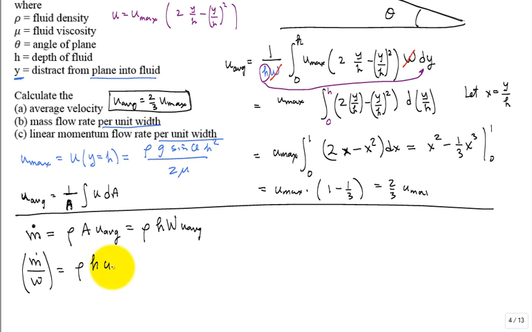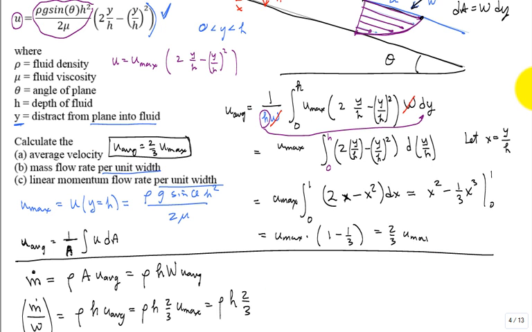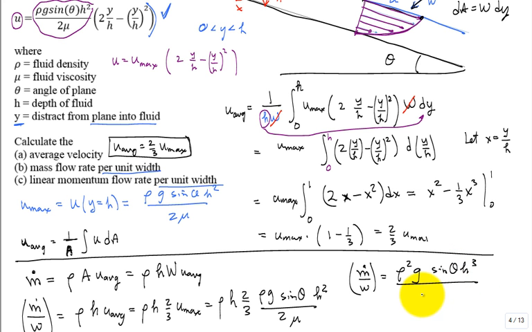So the mass flow rate per unit width is equal to rho H U average, which is rho H 2/3 U max. I got to scoot up just a little bit to remind us, U max is rho g sine theta H squared over 2 mu. So you could put the answer: mass flow rate per unit width is equal to rho squared g sine theta H cubed divided by 3 mu.